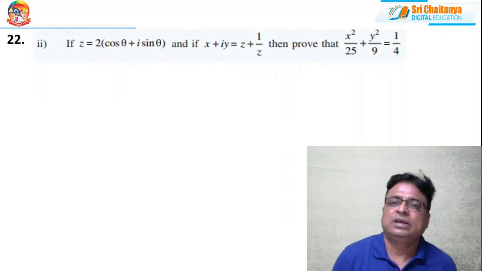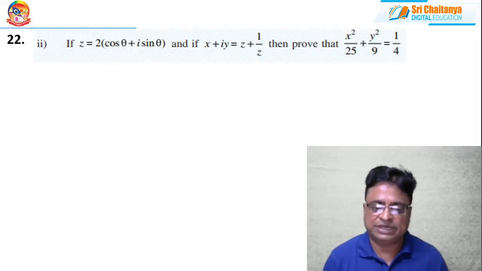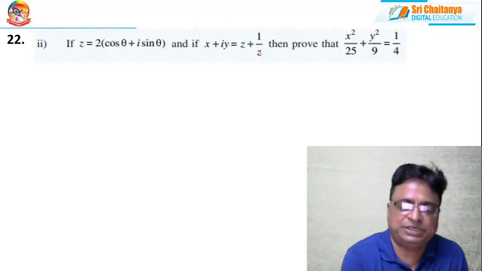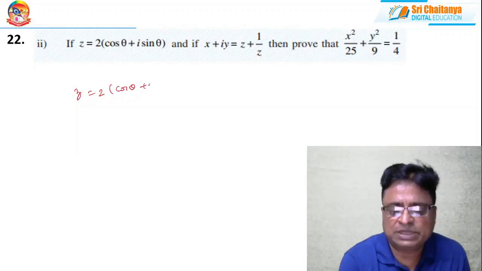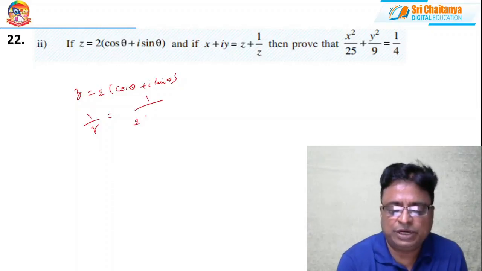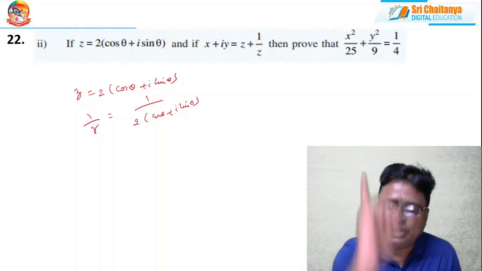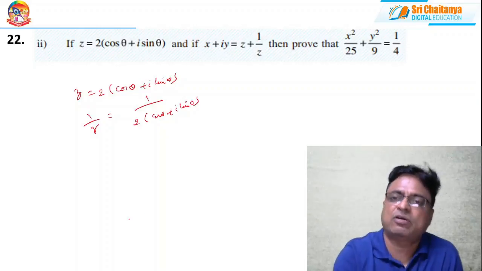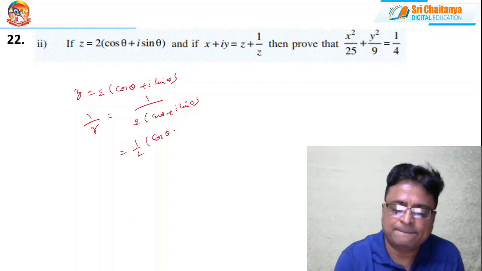Now coming to the 22nd second problem. Of course, z is equal to 2 into cos theta plus i sin theta. That is given for you. If x plus iy is equal to z plus 1 by z. See, my friends, if z is equal to 2 into cos theta plus i sin theta, then what is 1 by z? That is 1 by 2 into cos theta plus i sin theta. There, in general, people make a mistake. They will write 2 into cos theta minus i sin theta. That is the only drawback. They are getting the wrong answer. That's why. So this is what? Half into cos theta minus i sin theta.